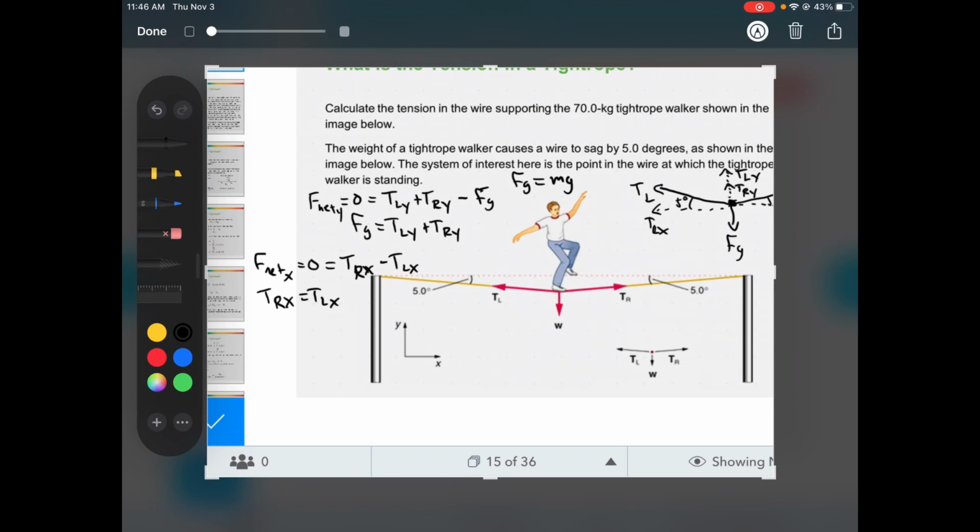So now we need to get these into their components, and more so than they already are. They're already in their components, but we need to deal with them in terms of angles, using sine, cosine, and all that good stuff. So for TRX and TLX, we're back to being able to use sine and cosine as we usually do. The x parts are the cosine portions. So it's TR times cosine of 5 equal to TL times cosine of 5.